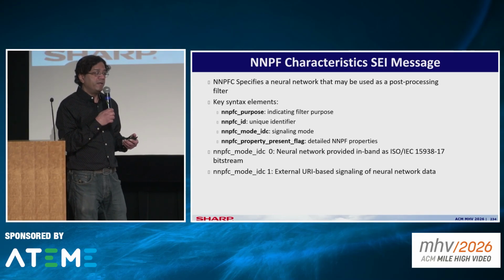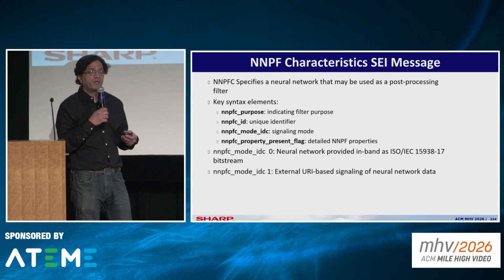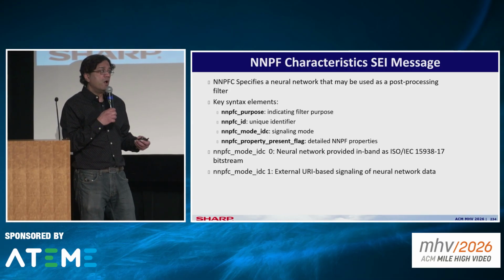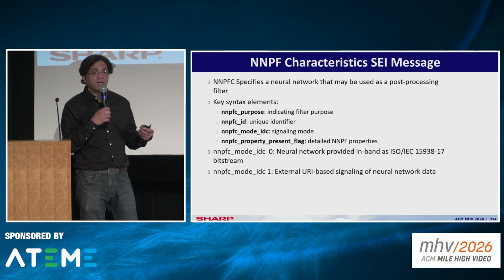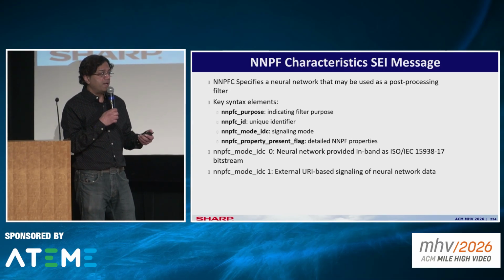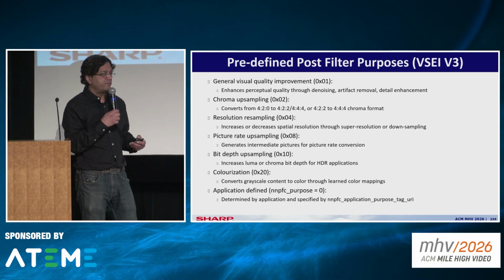A mode IDC, which currently defines two different modes. One is for in-band signaling of the neural network post-filter data using that ISO IEC standard, or a mode 1, which allows you to just signal a URI and then have the data be pulled externally. And then a property present flag, which can provide a lot of properties of that neural network post filter.